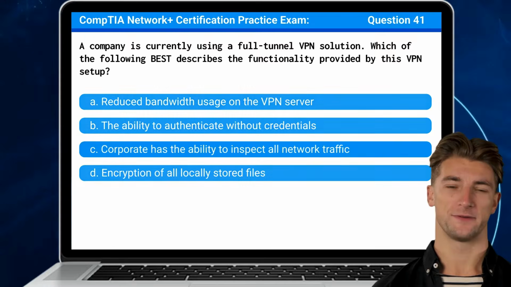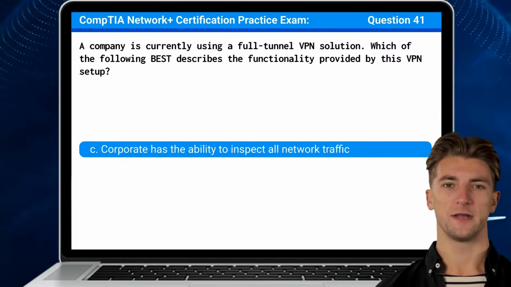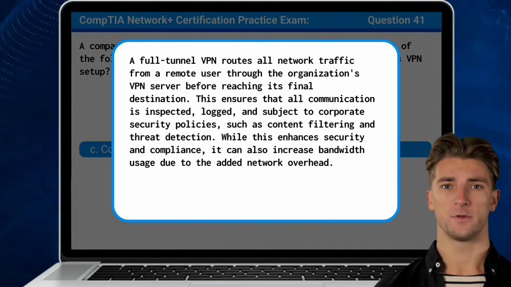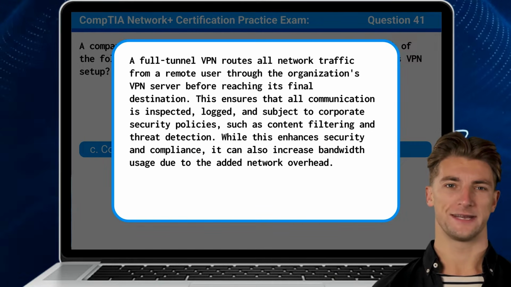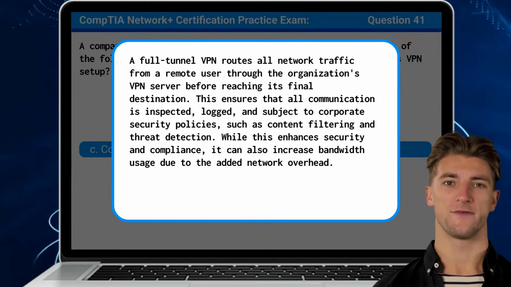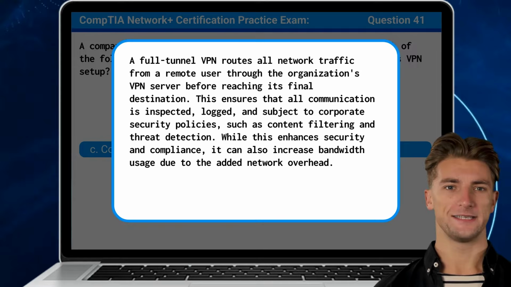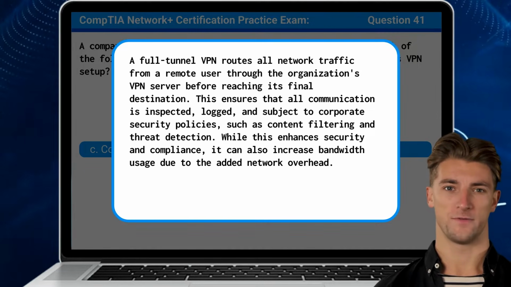The answer is C. Corporate has the ability to inspect all network traffic. A full-tunnel VPN routes all network traffic from a remote user through the organization's VPN server before reaching its final destination. This ensures that all communication is inspected, logged, and subject to corporate security policies, such as content filtering and threat detection. While this enhances security and compliance, it can also increase bandwidth usage due to the added network overhead.